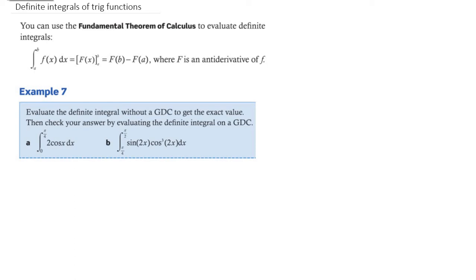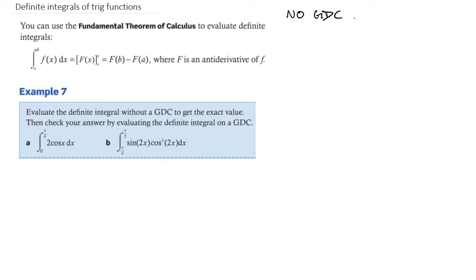So let's find the definite integral of these two functions, and I'm going to do this whole section without access to a GDC. If you want to see how to do this with a GDC, in a later video I will do an example of that. So what we want to do to find the definite integral is first of all get the indefinite integral, and then we want to substitute our endpoints into that and subtract them.